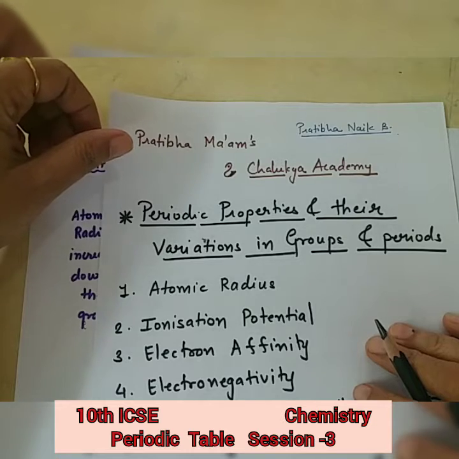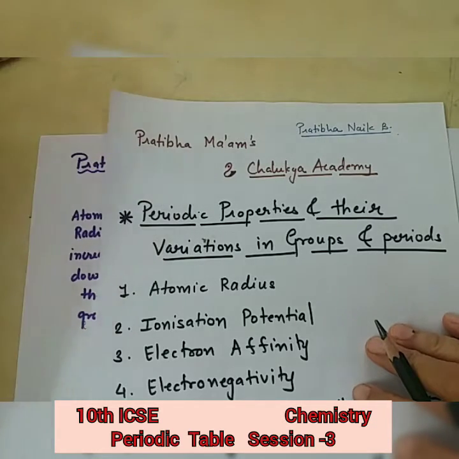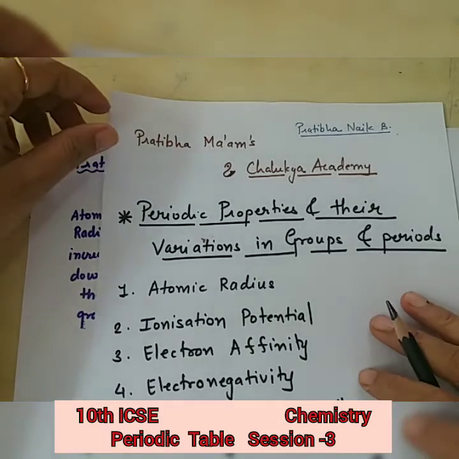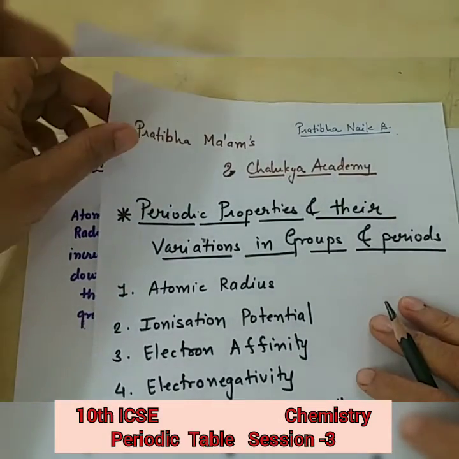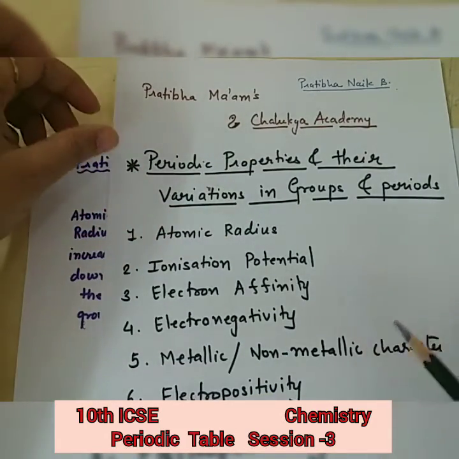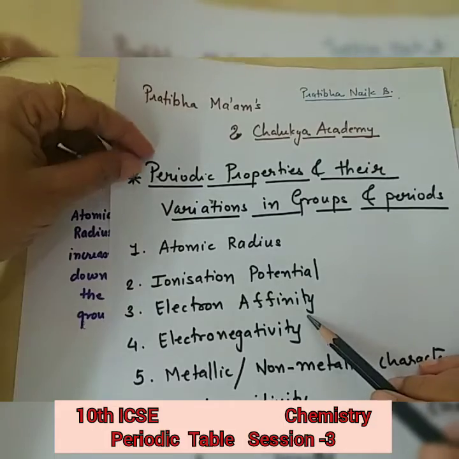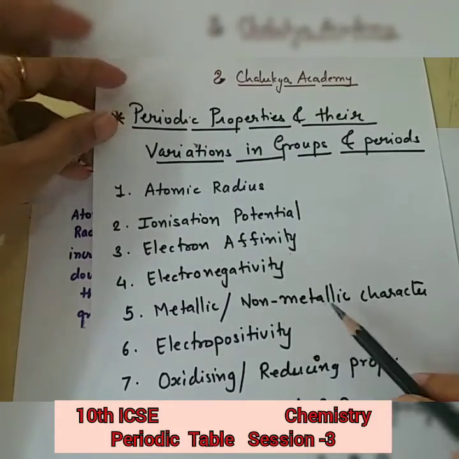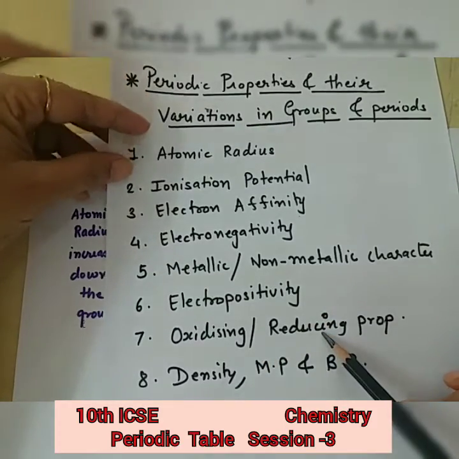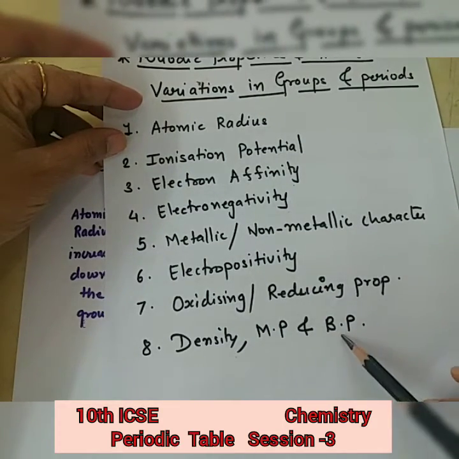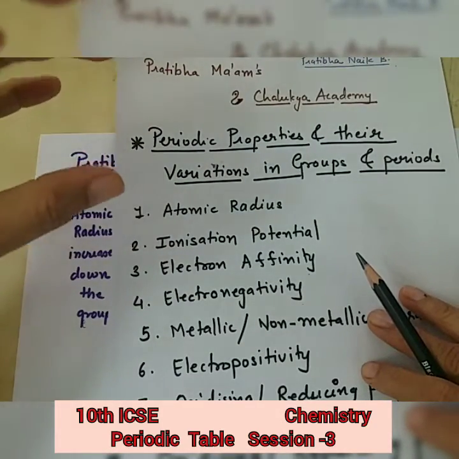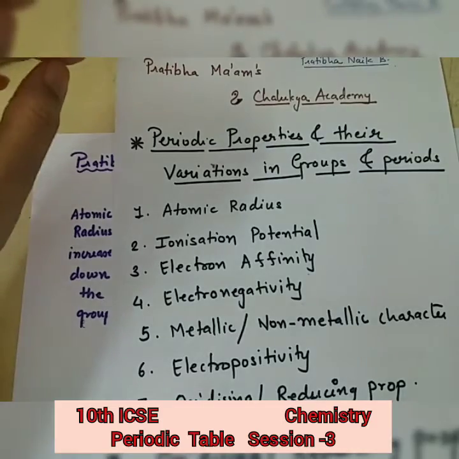So today we are going to take the third session of periodic table from 10th ICSE chemistry subject. In the last session we already discussed that we are going to see these periodic properties of the element like atomic radius, ionization potential, electron affinity, electronegativity, metallic non-metallic character, electropositivity, oxidizing and reducing property, density, melting point and boiling point. Okay, so in the second session we have done atomic radius.